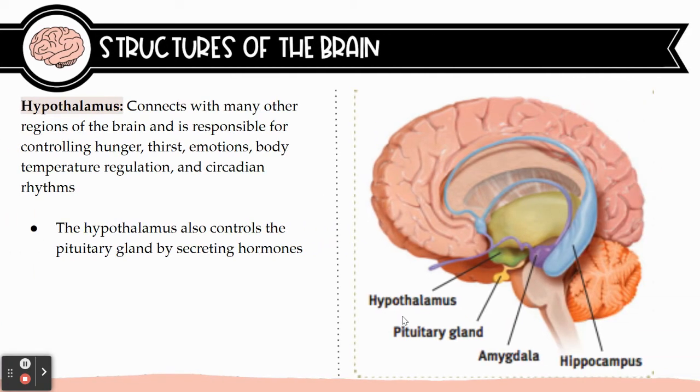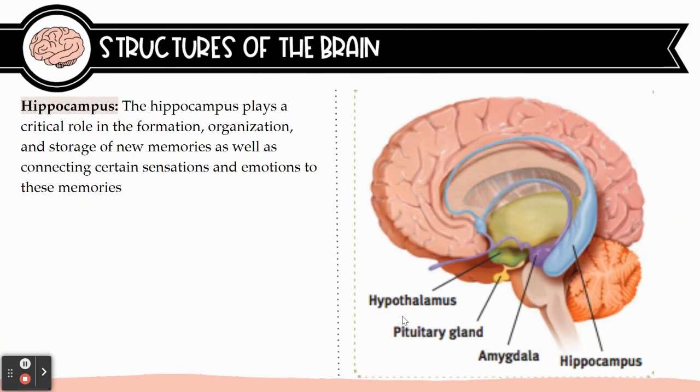Starting with our hypothalamus, that's the green one that the arrow is pointing at. It works with a lot of other regions of the brain, and it helps control a lot of those basic hormones and helps us secrete some of those hormones. So it's responsible for controlling hunger, thirst, emotions, body temperature regulation, and circadian or sleep rhythm. The hypothalamus also controls the pituitary gland, the thing in yellow, which helps secrete hormones to the rest of the body. The hypothalamus is actually controlling that every motion.